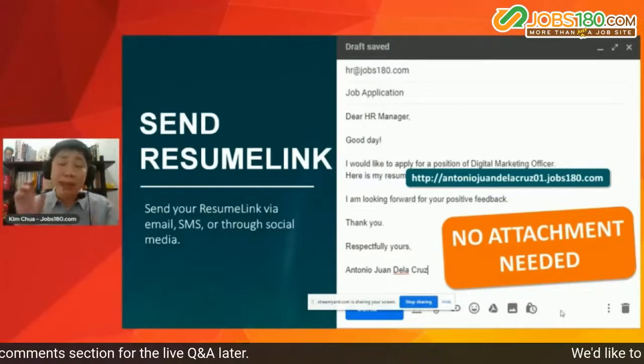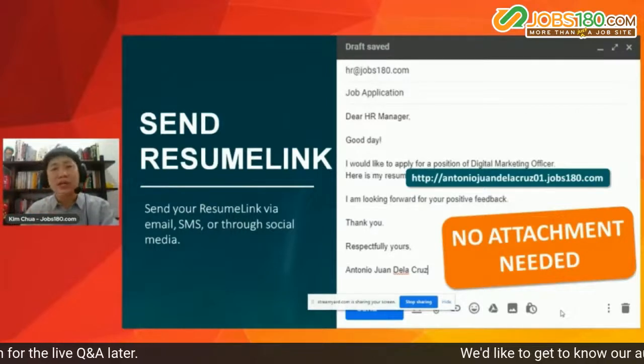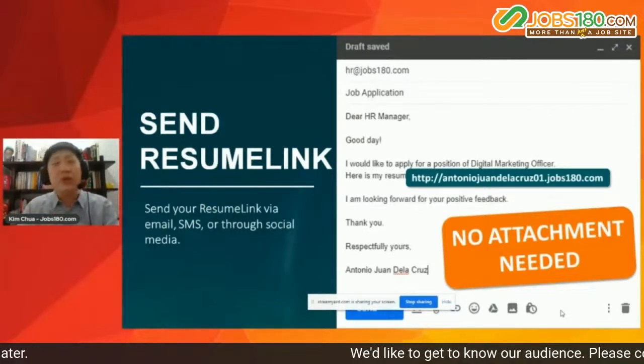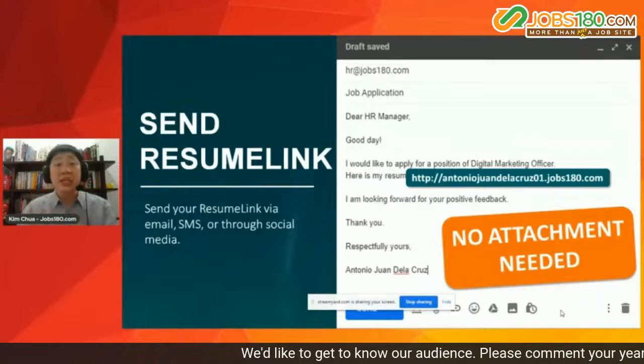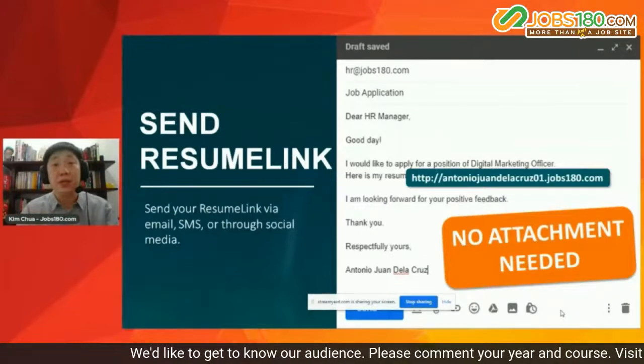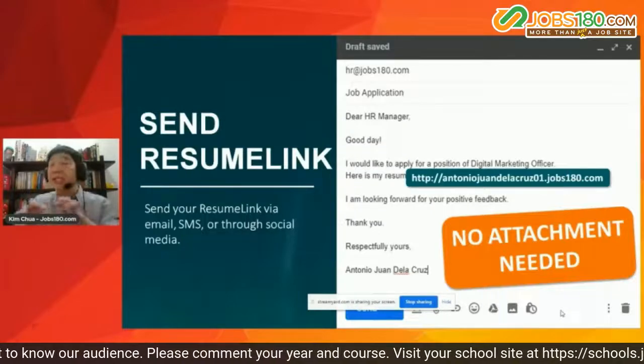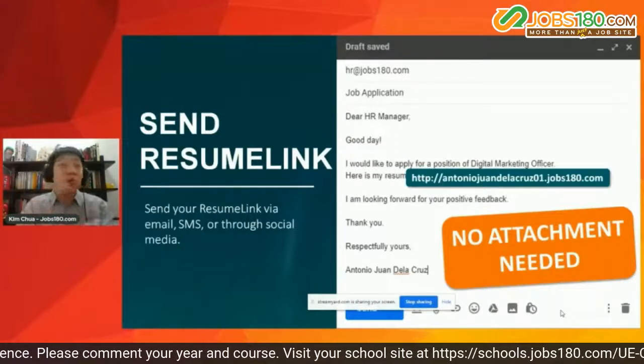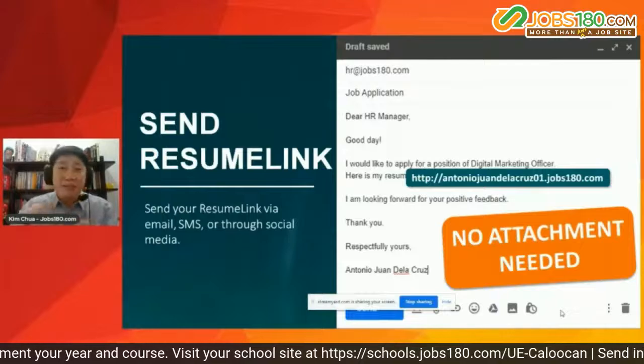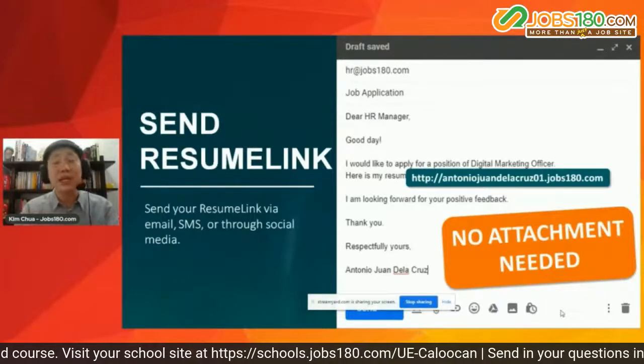Kasi kung ginagamit mo mga attachment, ang kulit niyan, saka nakakapagod. Anong gagawin mo pag nagbago ka ng phone number? Dear HR Manager, this is now my updated resume. Mamaya-maya, 2 weeks later, nagpalit ka ng phone number. Ano gagawin mo? Dear HR Manager, this is now my updated, most recent resume. O di ba? Every time meron kang babaguhin, padala ka na padala doon sa HR.